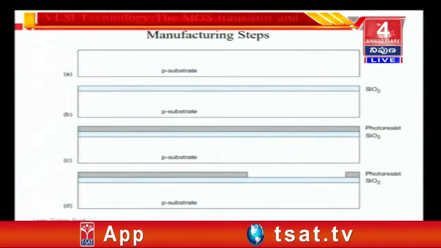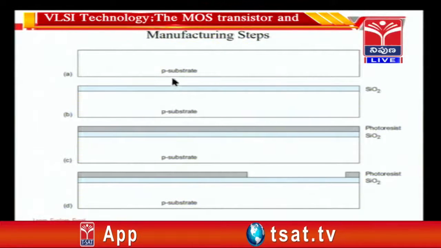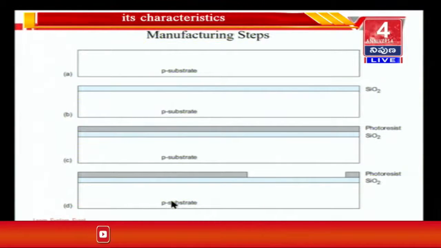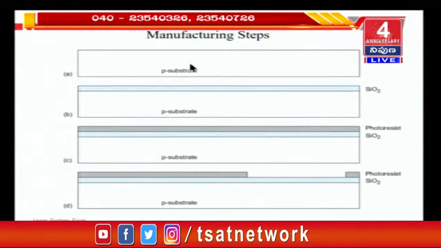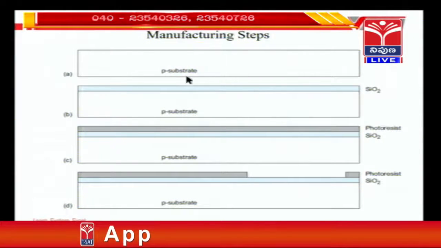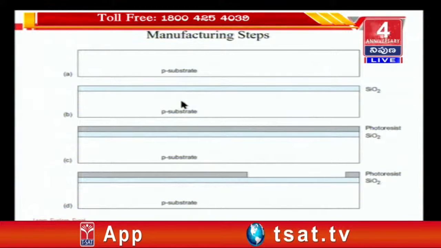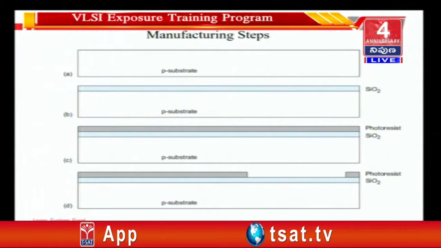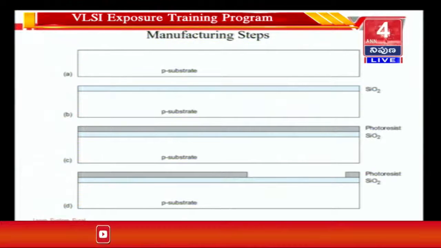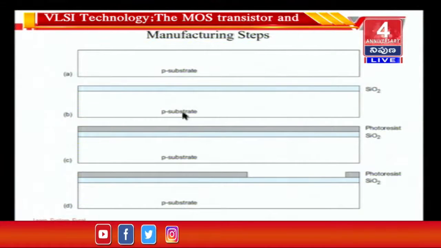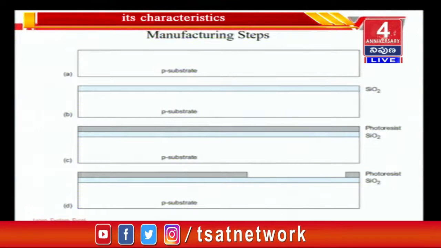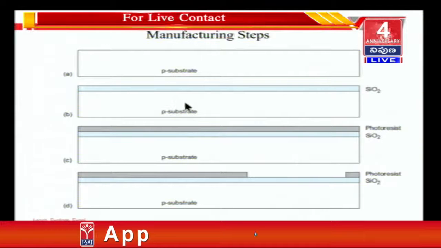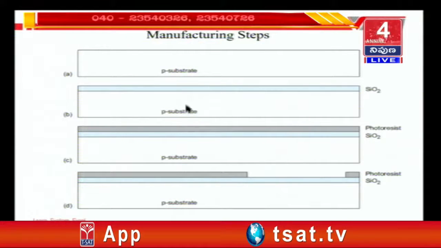So these manufacturing steps are given in 3 or 4 different slides. First, we have a P substrate. On a P substrate, NMOS devices are manufactured. For manufacturing PMOS devices, it would have required an N substrate. However, we cannot take 2 different substrates and manufacture devices on them. We take only a P substrate, and then try to make PMOS devices by having an N well on the P substrate.